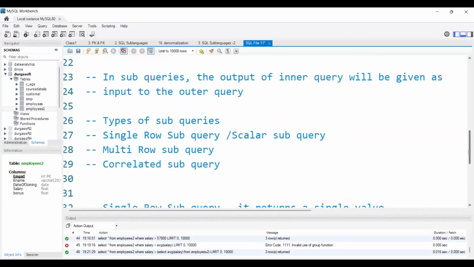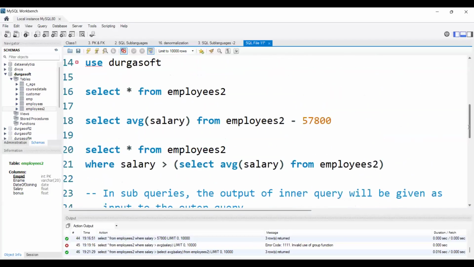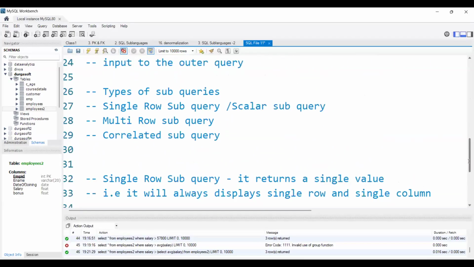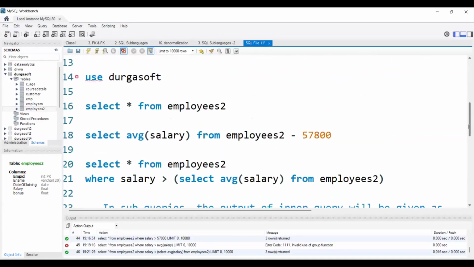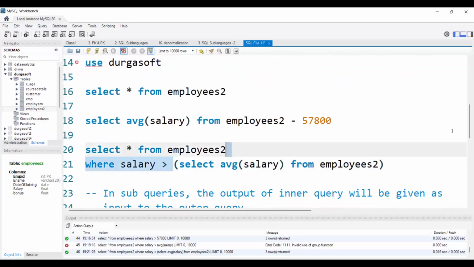Actually, the first example also comes under single row subquery only. Previously I said the inner query, the second query, is called the subquery here, correct? This is our main query, this is our subquery. Here I'm talking about the result of this subquery only, not the output of our main query. The final output will be considered the output of the main query, and the output of this one will be considered the output of the subquery. Am I clear on this point?